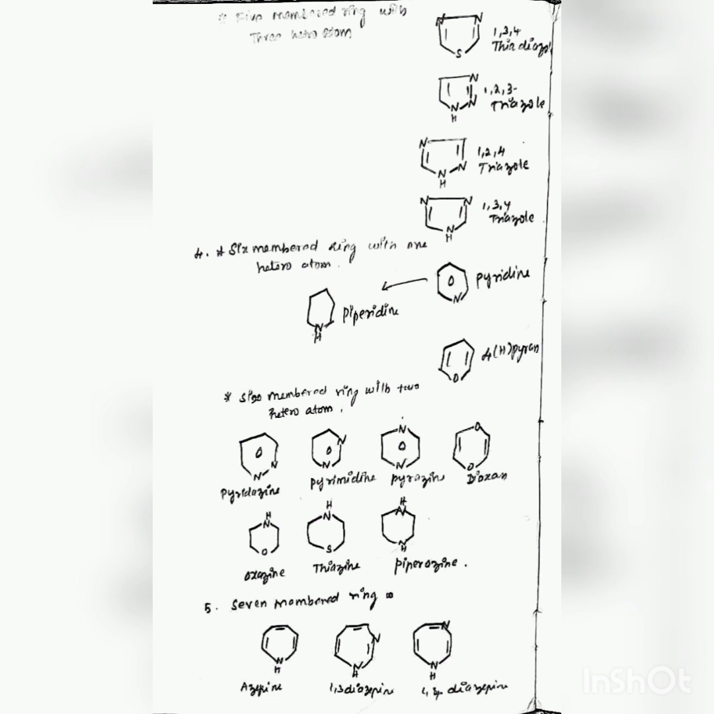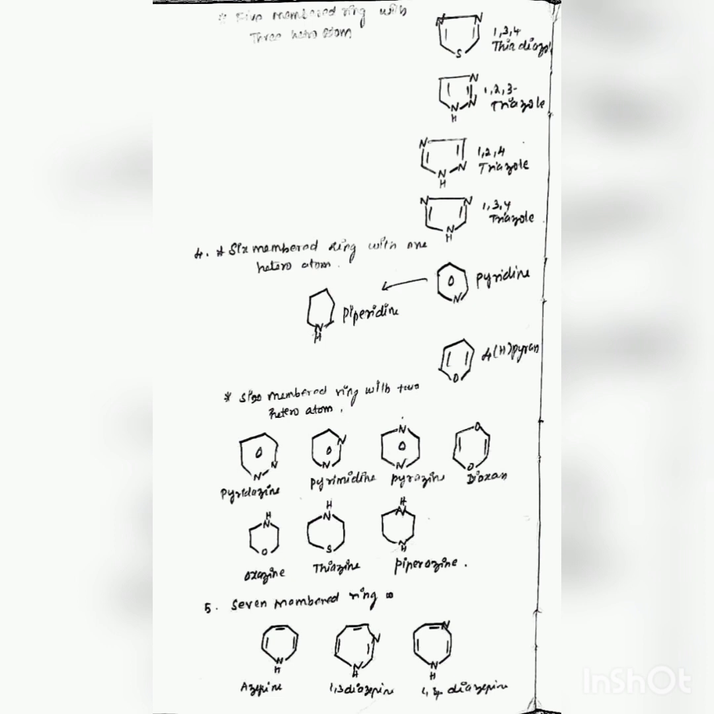If 3 nitrogen atoms are present, then it is called triazole. Here in this example, the nitrogen atoms are present in the first, second, and third positions. The next example will be 1,2,4-triazole. In this one, nitrogen will be present in the first, second, and fourth positions. In the last example, the nitrogen will be present in the first, third, and fourth positions.